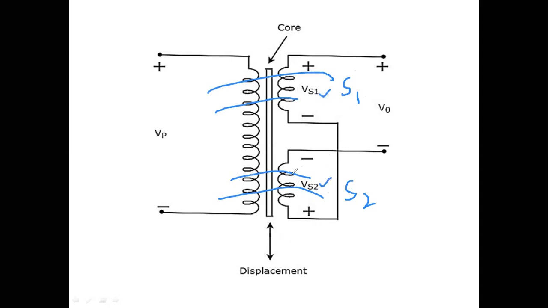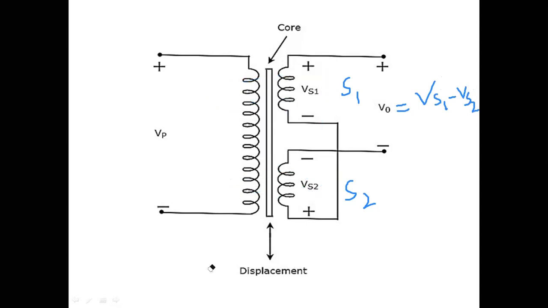Since the flux is cutting the conductor, I will get an EMF. Output voltage I will get. This voltage I call as Vs1. This voltage I call Vs2. So output V0 equal to Vs1 minus Vs2. Why?